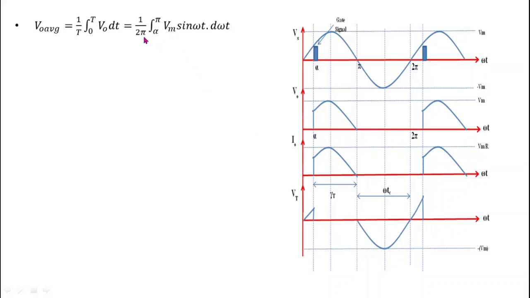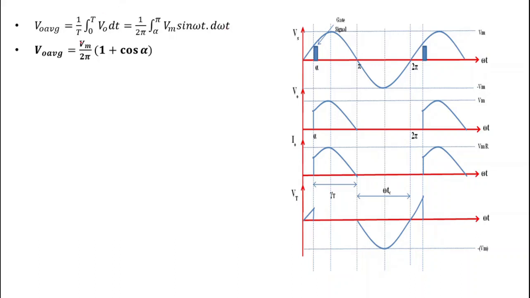So simply integrate, and here time period T is equal to 2 pi. So 1 upon 2 pi integration alpha to pi Vm sin omega t d omega t. Very simple integration. We get V naught average is equal to Vm upon 2 pi times (1 plus cos alpha).